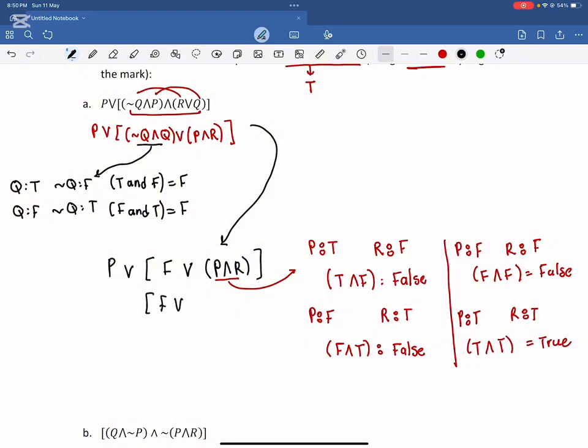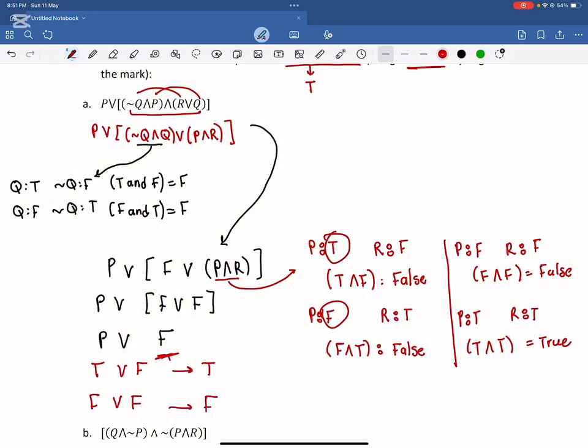False or false is false. So P and false. Okay, if it was false, P is either true or false. So if it was true, it's true, and if it was false, it's false.